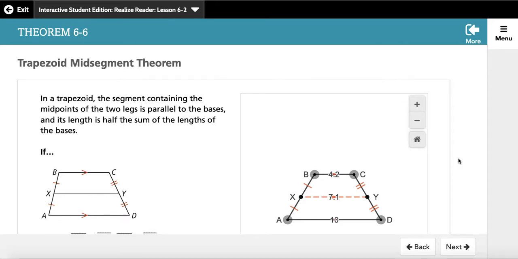Okay, geometry students, here's a video for example 5 for section 6.2. We're going to start off with the trapezoid mid-segment theorem.